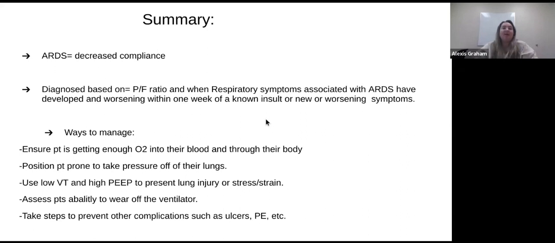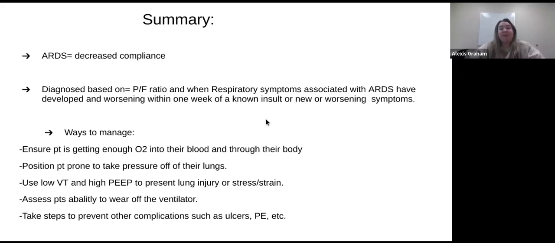So in summary, ARDS equals a decrease in compliance. ARDS patients have very stiff lungs. So if they're on mechanical ventilation, like that 23-ish% of patients that have ARDS who are on a ventilator, we want to make sure that we are doing the protective lung protocol whenever we are mechanically ventilating them, with those low tidal volumes and high PEEP.